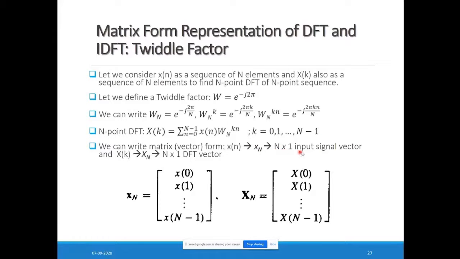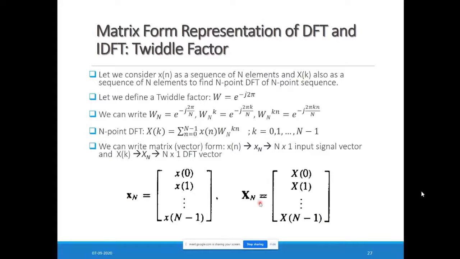which is nothing but the N cross 1 input signal vector, and X of k, which is the DFT of this particular sequence, the N-point DFT, in bold letters X suffix N, which is the N cross 1 DFT vector, represented over here. Here small x suffix N in bold letters is equal to x0, x1 up to xN minus 1, which is the N-point sequence. And this is the DFT of the given N-point sequence.